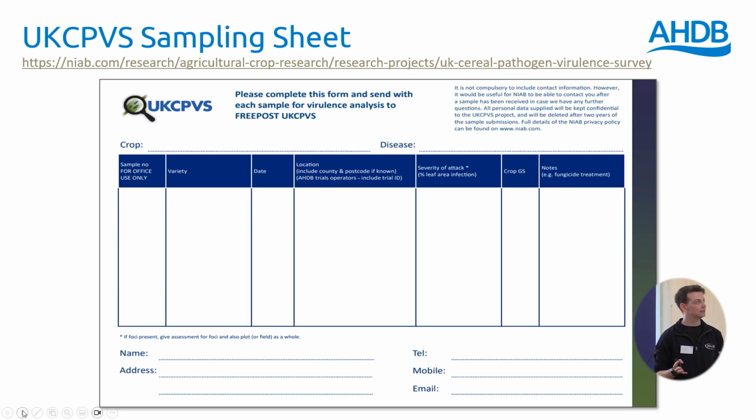If you're sending in a sample, we'd like you to use one of these sampling sheets. You can find this on the NIAB website if you look for the UKCPVS. If you could, put as much detail on there as possible: the crop, variety, date, any fungicide applications, or the percentage of disease. Anything you can tell us helps us out for registering that sample.